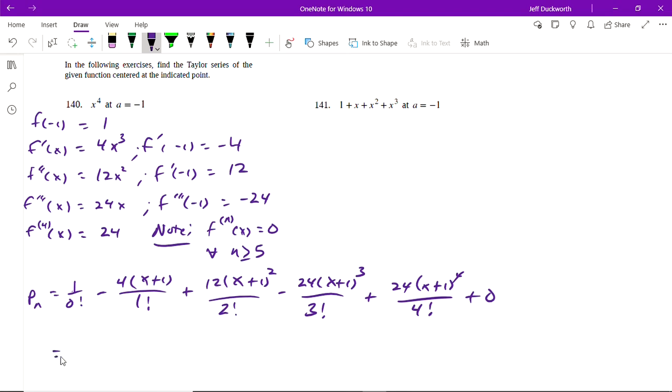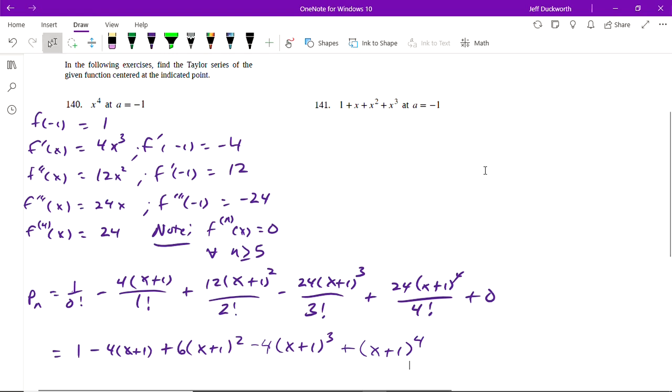So what does this equal? This is going to be 1 minus, the 1 in the bottom doesn't matter, so x plus 1. And 12 over 2 is 6. And 24 over 6, because 3 factorial is 6, is -4. And let's see, 24, 6 times 4 is 24, over 24 is just 1. So that's just going to be x plus 1 to the fourth. That's how we do that problem.